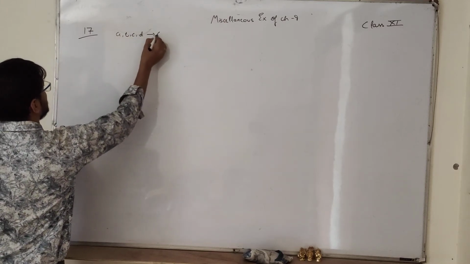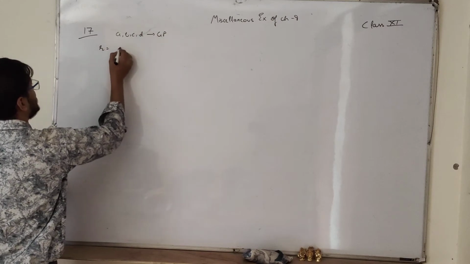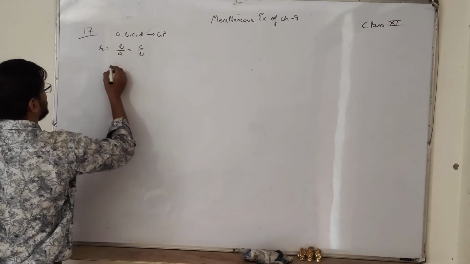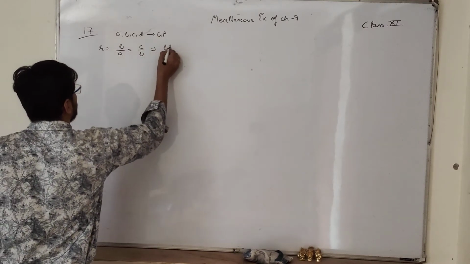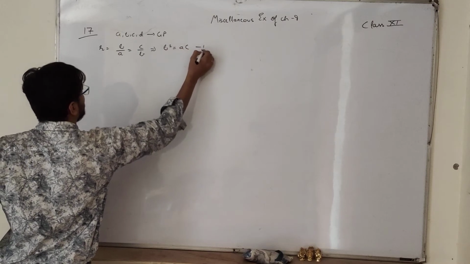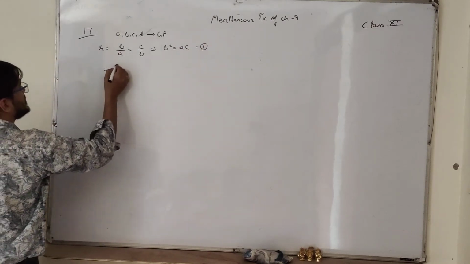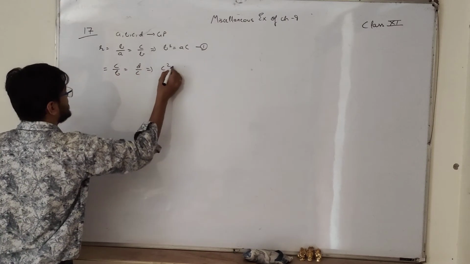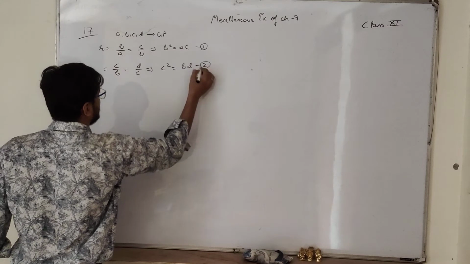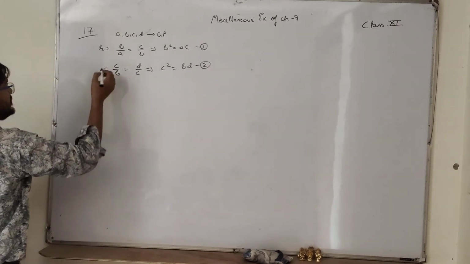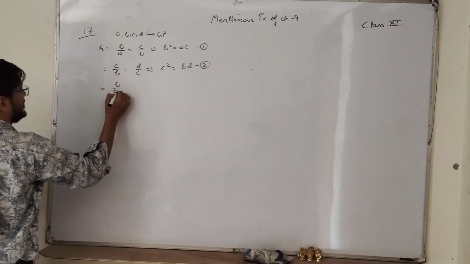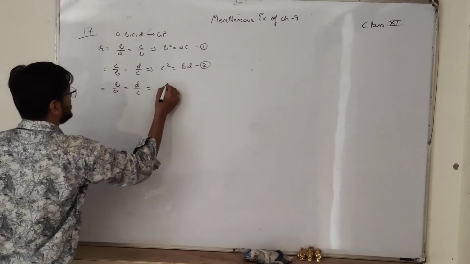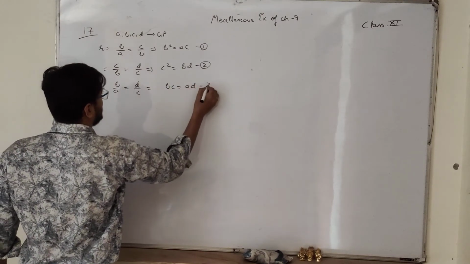C, D, GP. So we can say common ratio is equal to B upon A is equal to C upon B. So from here we can say B square is equal to AC, first equation. Similarly, C upon B is equal to D upon C. So this implies C square is equal to BD, second equation. And B upon A is equal to D upon C. So we can say BC is equal to AD, third equation.